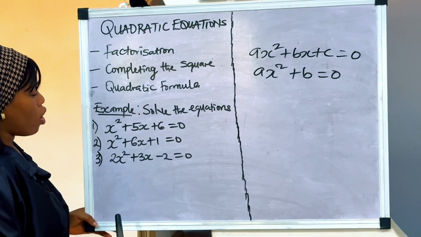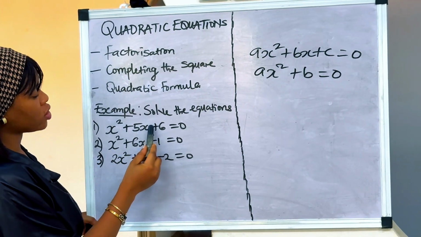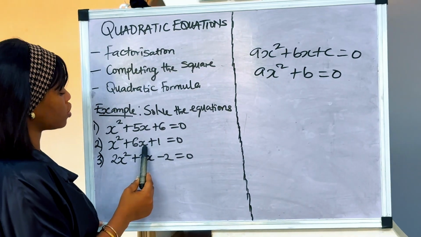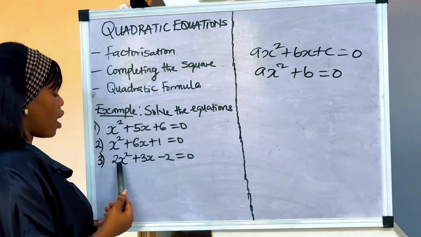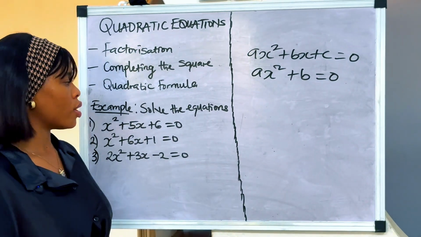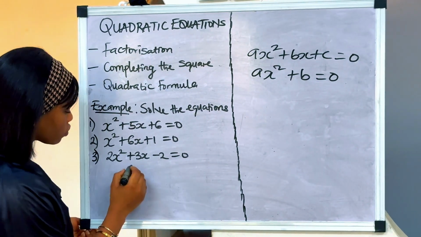Number one, x squared plus 5x plus 6 equals 0. Number two, x squared plus 5 plus 6x plus 1 equals 0. And number three, 2x squared plus 3x minus 2 equals 0. Now let's solve this.